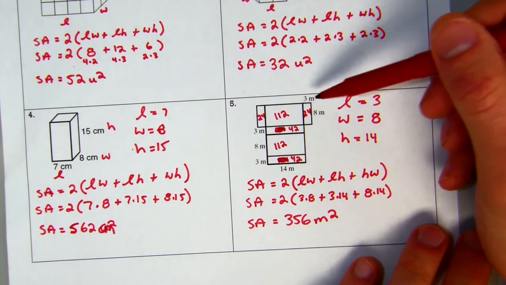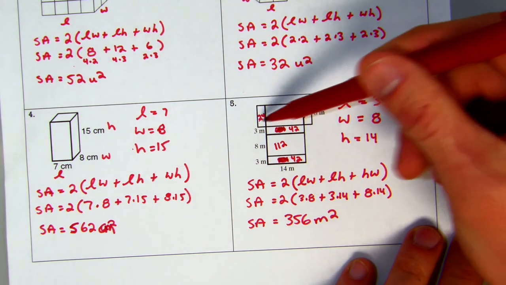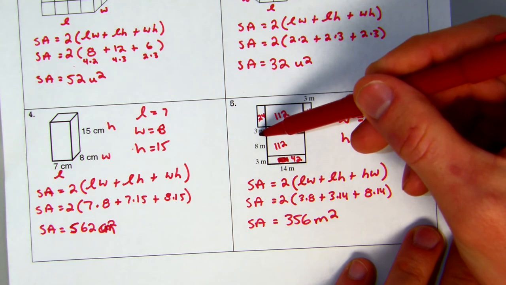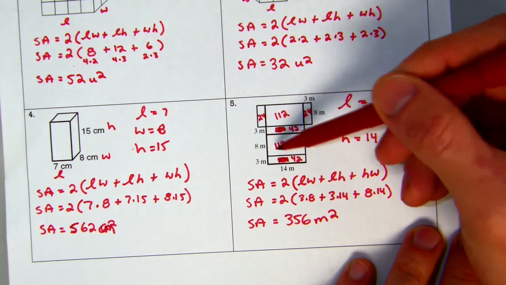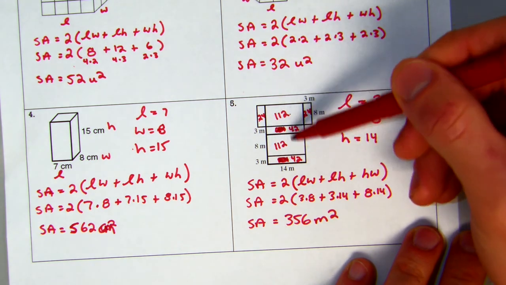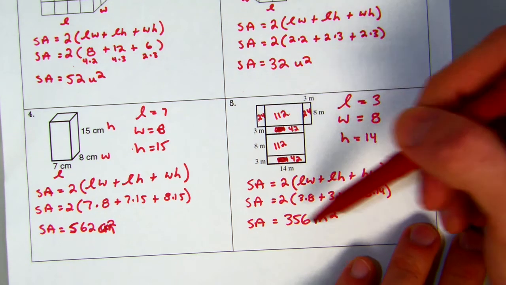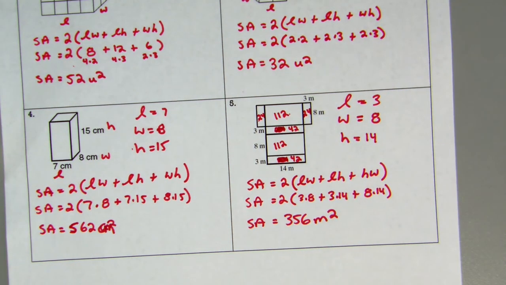Just to check, I actually went ahead and did 3 times 8 is 24 for these two. I did 3 times 14 is 42 for these two. And I did 8 times 14 is 112 for these two. And I added them all up, and I did get 356 meters squared. So that is our lesson on surface area.